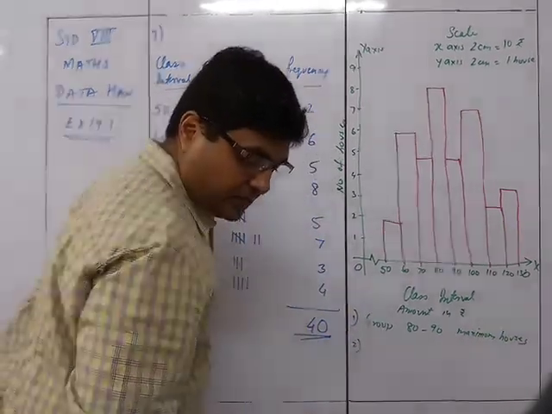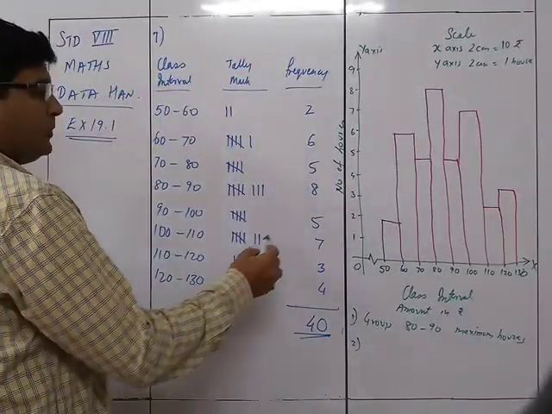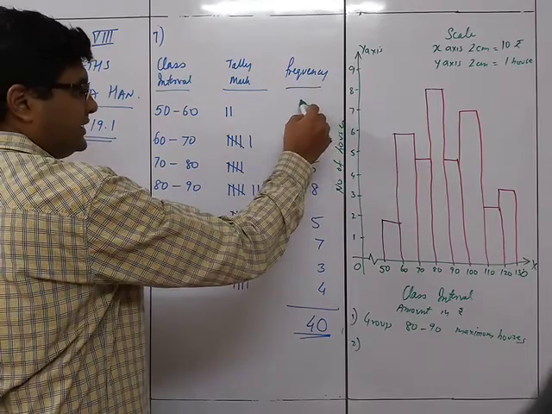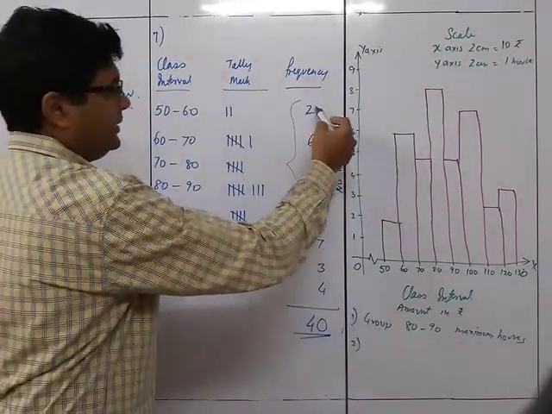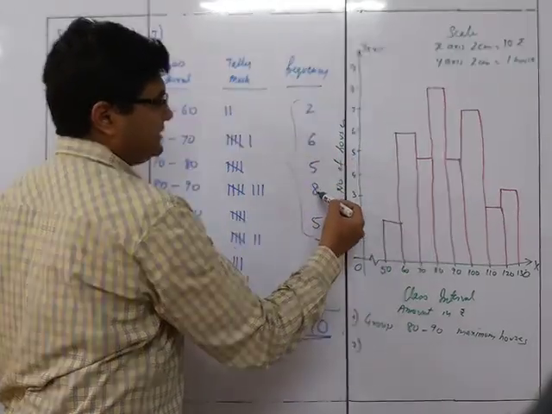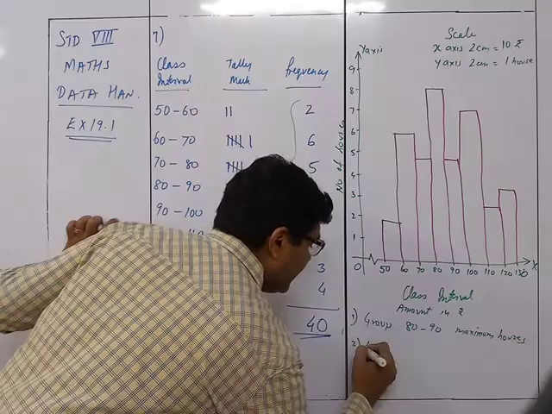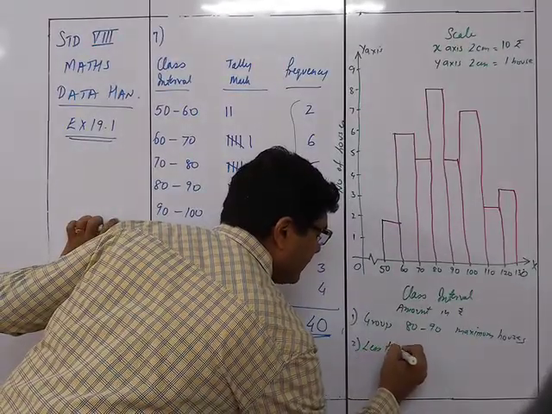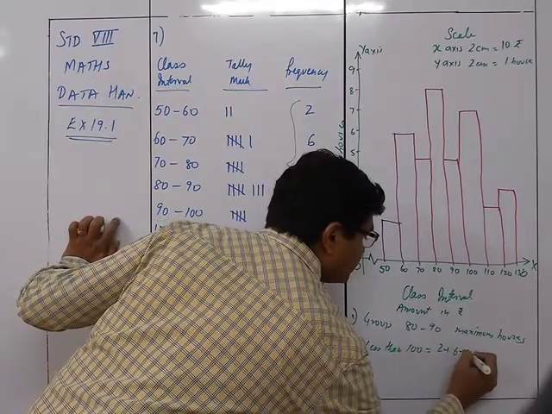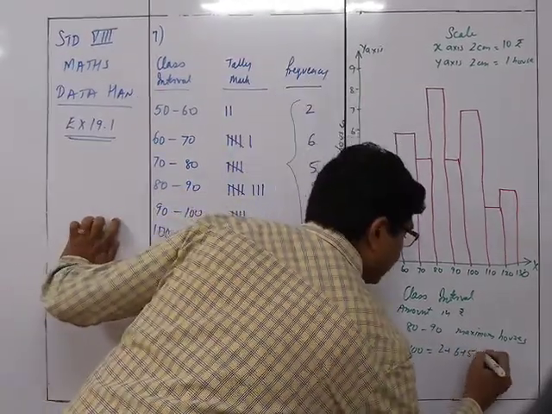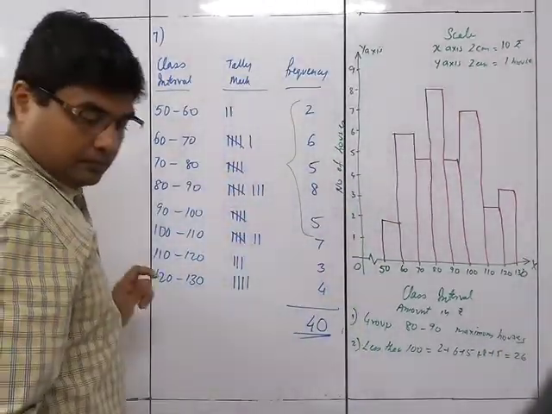Second one is how many houses pay less than 100. That is the sum of these things, up to 100. So it is nothing but 8 plus 8, 16 plus 10 is 26. So less than 100 is equal to 2 plus 6 plus 5 plus 8 plus 5, which is equal to 26. Okay?